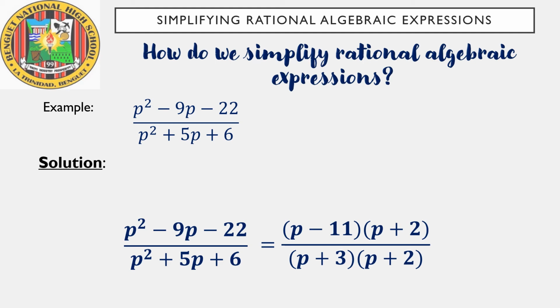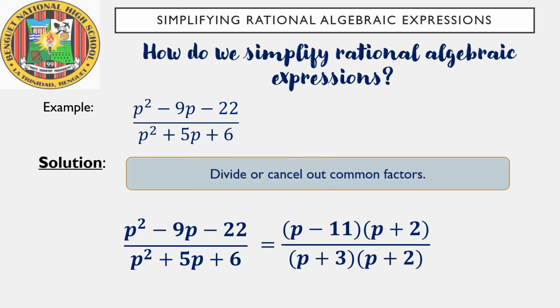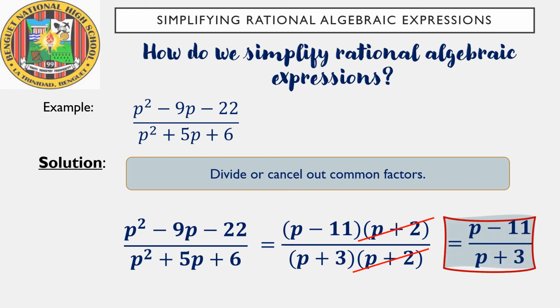After we factor out the expression, we cancel out the common factors. We see here that p plus 2 is a common factor between the numerator and denominator, so we cancel them out, leaving p minus 11 and p plus 3. Again, we only cancel factors, not terms, so we don't cancel out p. If we did the process correctly, we will have the simplest form of the expression, which is p minus 11 over p plus 3.